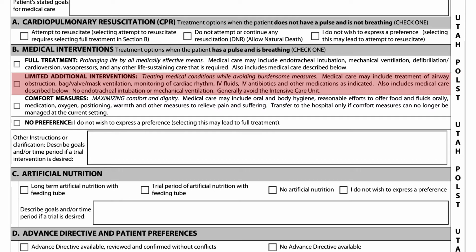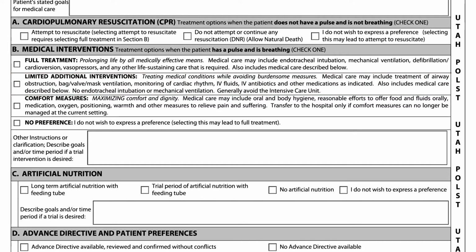This is for antibiotics, IV fluids, if you have a surgery need. Limited additional interventions can be done, and yet the patient can be designated as do not resuscitate in case their heart stops and they are not breathing.